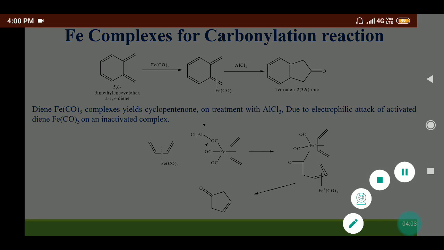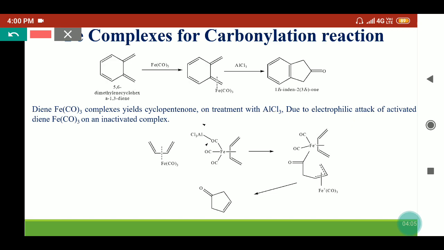Now we'll take an example. Here we have taken dimethylene cyclohexadiene. So this is a 1,3-diene. We'll take it as a substrate. When it reacts with iron pentacarbonyl, what will happen? It will form the 1,3-diene iron complex. In the presence of a Lewis acid like aluminum chloride, it can be converted into an indanone structure.